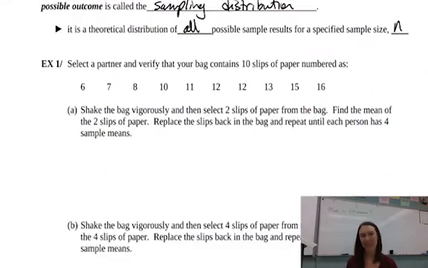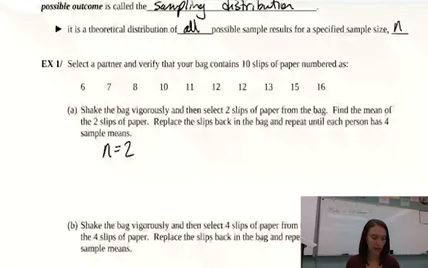In class, I usually do this activity with my students, so I'll just try to describe it for you. Each student gets a paper bag with 10 slips of paper, and each one has a number on it. Each slip is the same size, and they're each folded in half just once. The student shakes the bag vigorously, pulls out 2 slips of paper, records the mean on their paper, and then puts the 2 slips back in the bag. They keep shaking it, pulling out 2 slips of paper, recording the mean of those 2 items, and putting them back in the bag. So n equals 2, because our sample size is 2 slips of paper each time.